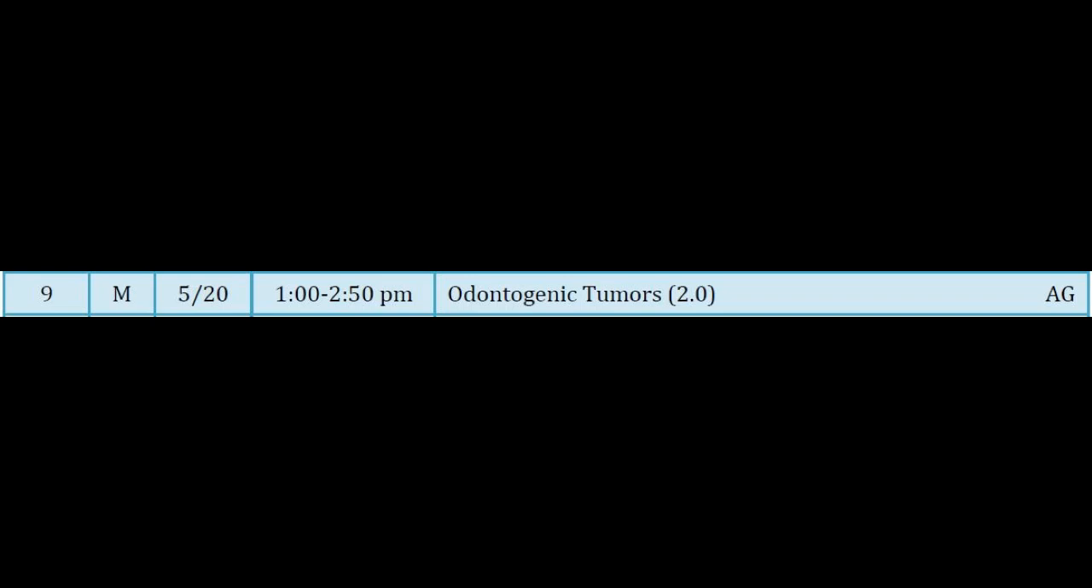So the way you would do it is first whether it's radiolucent, radiopaque, or mixed. If it's radiolucent, you're going to say is it unilocular, is it multilocular. If it's unilocular, is it pericoronal? Is it interradicular? Is it periapical? Now you look at your list.